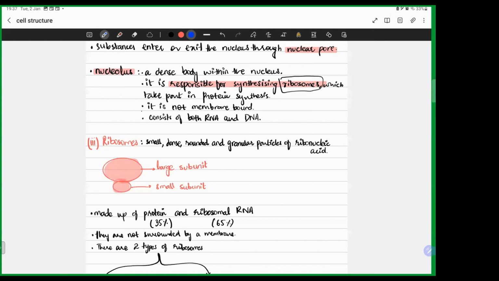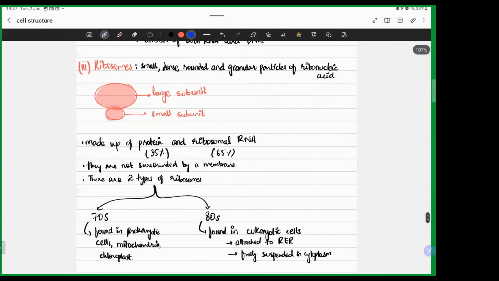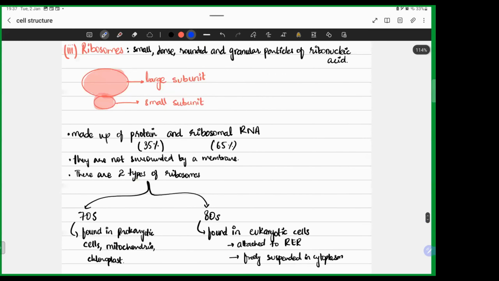Now there are two types of ribosomes. Okay? One is the 70S ribosome and the other is the 80S ribosome. The type of ribosome found inside a prokaryotic cell is the 70S ribosome. Now, what is the difference between a 70S ribosome and an 80S ribosome? The only difference is the difference in size. Okay? 70S ribosomes are smaller in size, 80S ribosomes are larger. That's the only difference that 70S and 80S ribosomes have, which you should know at your level.